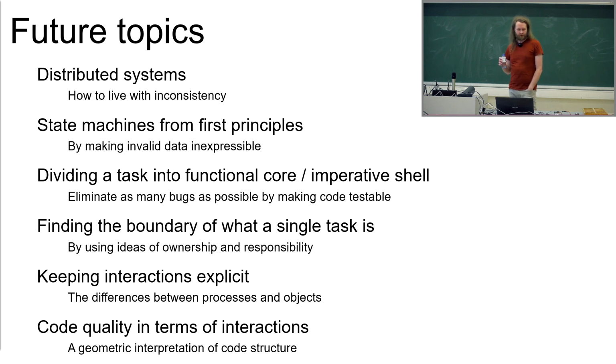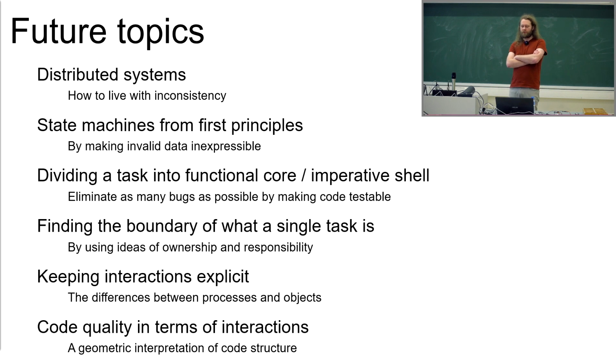Then we're going to cover state machines from first principles, exactly why we're making ad hoc state machines, but why does it make sense to formalize them as proper state machines? And the reason why is because it makes it impossible to express invalid data combinations. And we're going to separate our state machine into two parts. We're going to do that today as well, just to kind of get that started, but we're going to explain exactly why that is. And the reason why is because it makes our code testable.